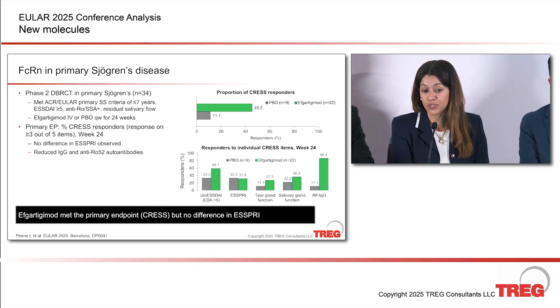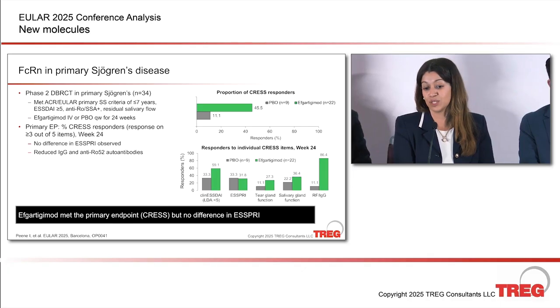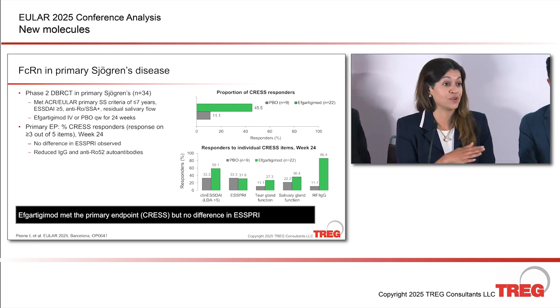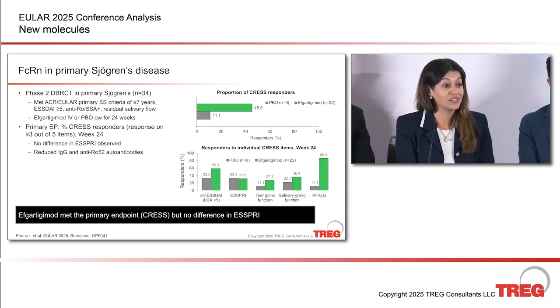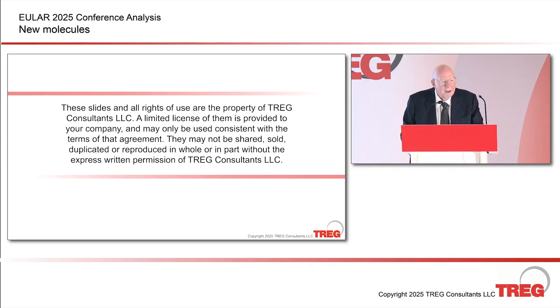This was 34 patients, and here we see again a positive result with a markedly increased response rate measured through the CRESS composite index. When we're looking at the different components, we did not see a difference with the ESSPRI. However, these patients did not have an ESSPRI requirement for entry into the study, so that's not unexpected. What's expected, though, and nice to see, is the marked reduction in RF and IgG. So another positive study, supporting this MOA in patients with Sjogren's. So with that, thank you, and we will conclude.